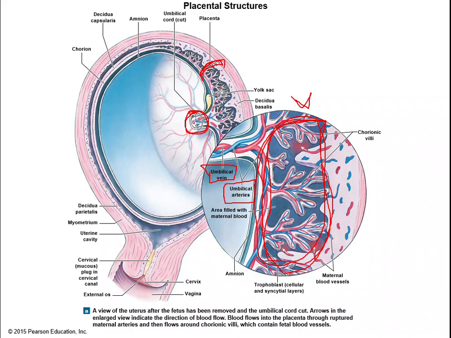All right, now there is another part of the endometrium. This is the part of the endometrium that will bulge out into the uterine cavity. We call this the decidual capsularis. So the decidual capsularis is this part. So this is more of an outer layer of the endometrium that will bulge out into the uterine cavity as the embryo grows into a fetus and the fetus increases in size.